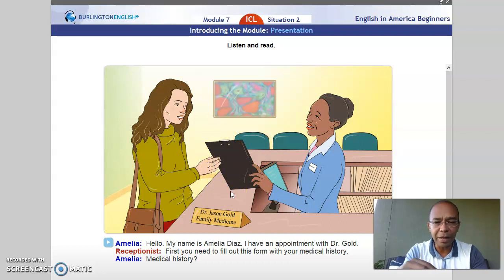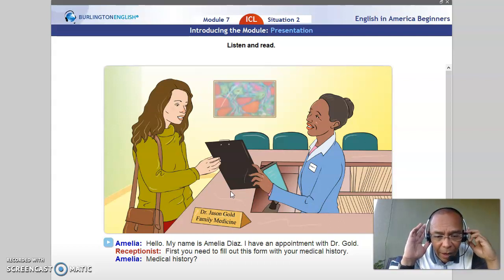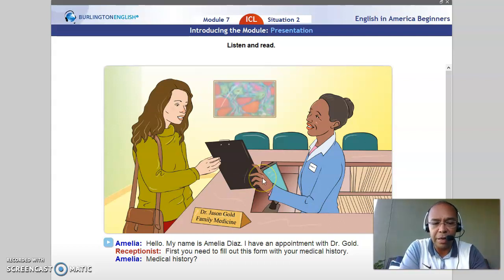So Amelia is filling out a medical form. In the medical form, you must include all your medical history. For example, if you had some problems with your health, you have to write it down. If you smoke, you have to write that down. If in your family there is some sort of illness, chronic illness, you must write that down in your medical form. So that is what's happening in this picture.